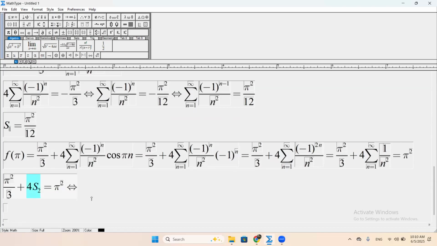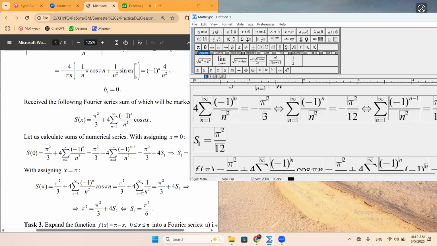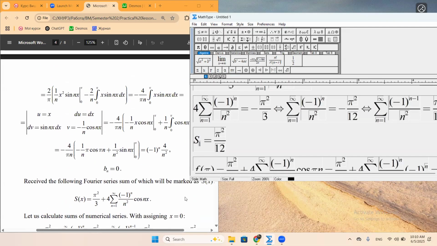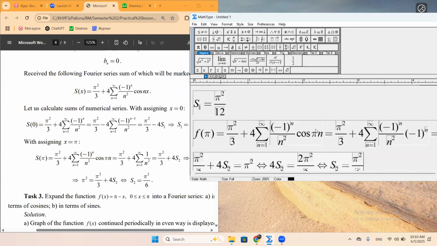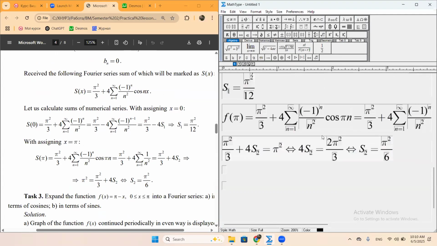So for S2 equals 2p square over 3. Then S2 equals p square over 6. So that's the sum that we received. Let me check with my notes. Yeah, so the first series p square over 12 and the second p square over 6. Any questions about this exercise?